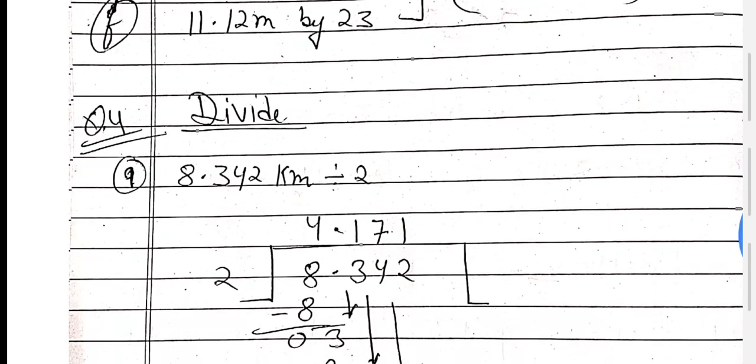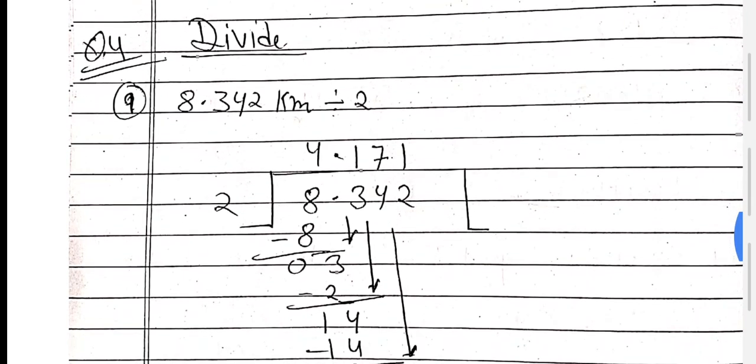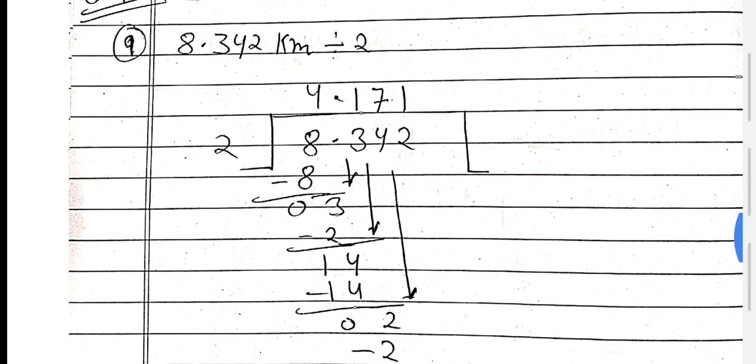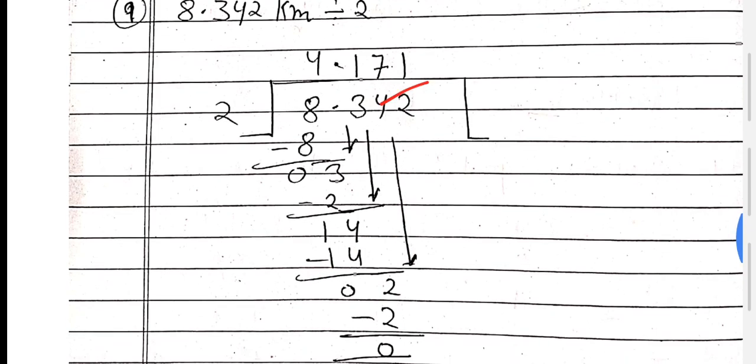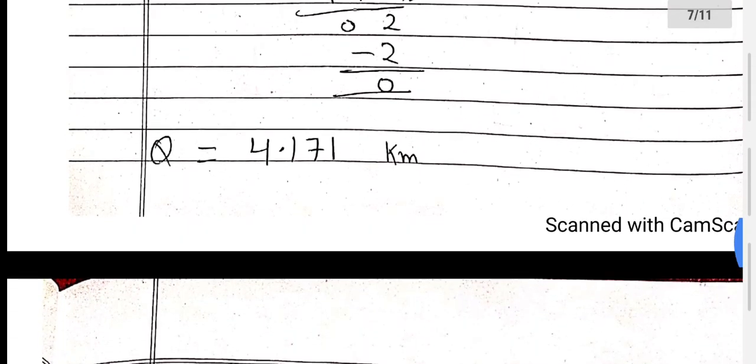Now the last question today: 8.342 kilometer divided by 2. Don't worry, just write normal division. 2 4s are 8, minus, it becomes 0, write the next digit. When you write the next digit, the decimal will come, so write the decimal right here. Now 2 1s are 2, it becomes 1, write 4 here, it becomes 14. Now 2 7s are 14, it becomes 0. Now the next digit is 2, then 2 1s are 2. So your answer is 4.171. So you write here 4.171.